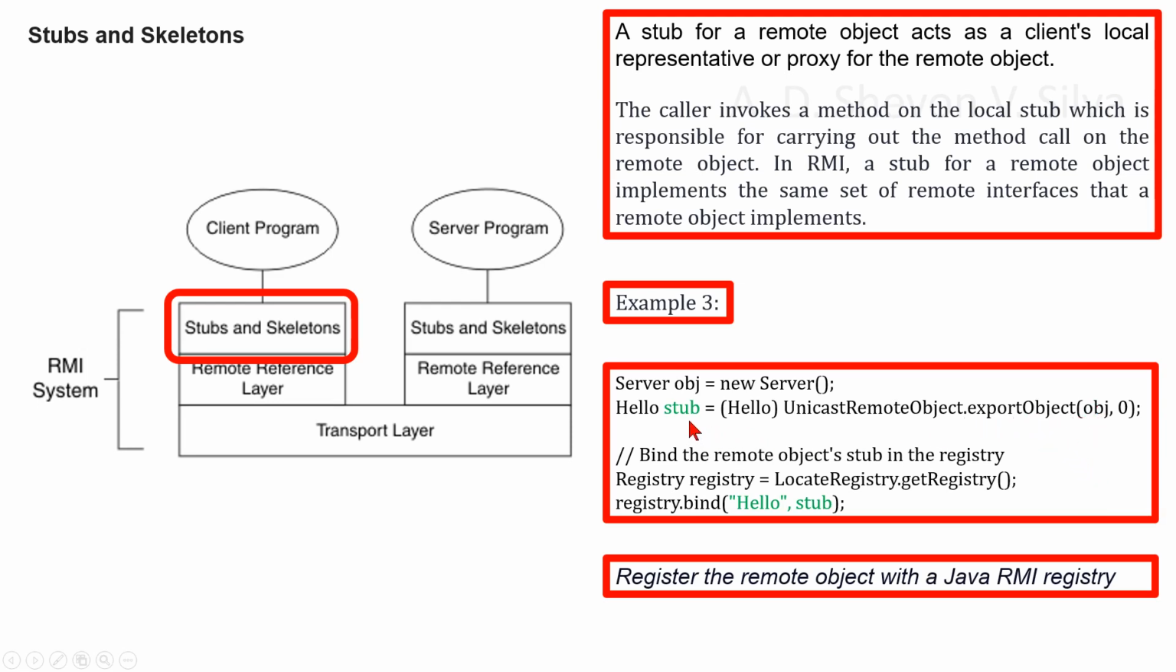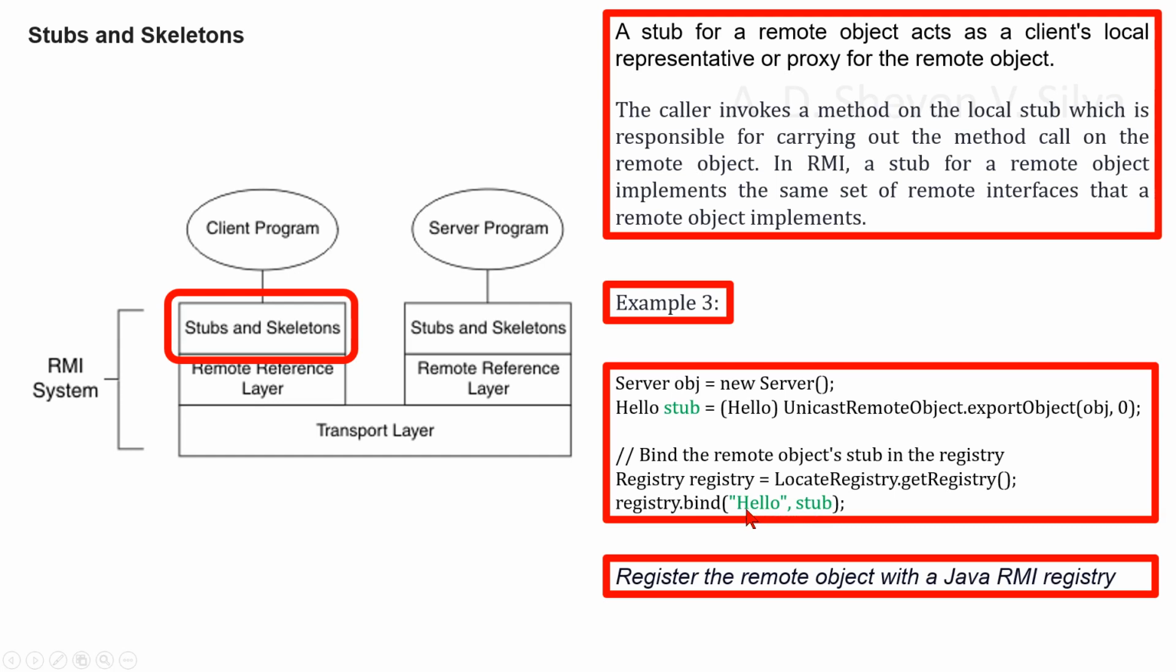For bootstrapping, Java RMI provides a registry API for applications to bind a name to a remote object stub, and for clients to look up the remote objects by name in order to obtain their stubs.